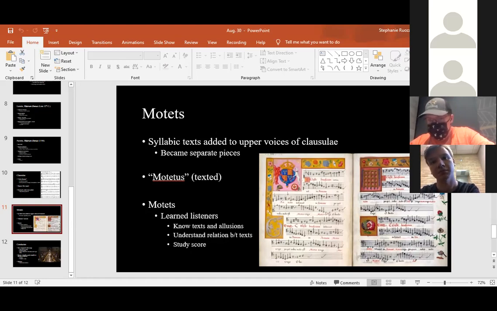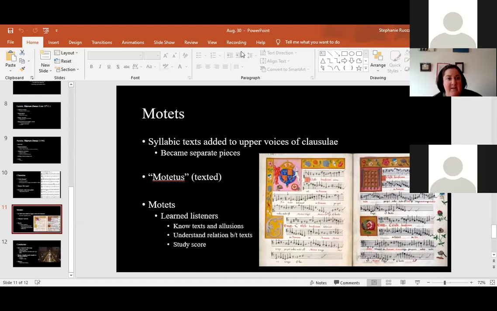Does that make sense? Yeah, sounds good. Excellent. Well, before the actual midterm, I will provide a list of terms that you should have in your head, ready to go on the tip of your tongue. Good. Okay. Does everyone feel good about the difference between clausulae and motets?